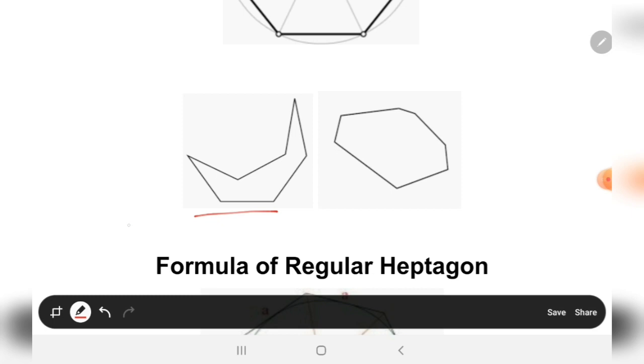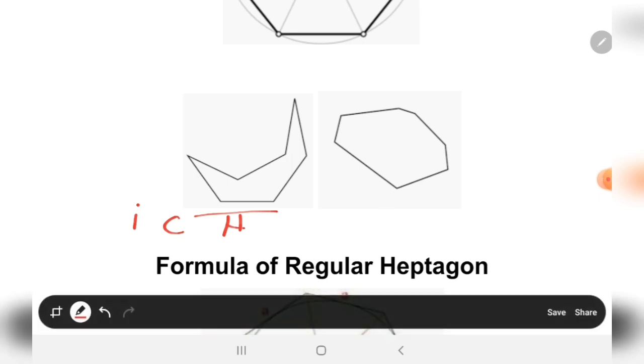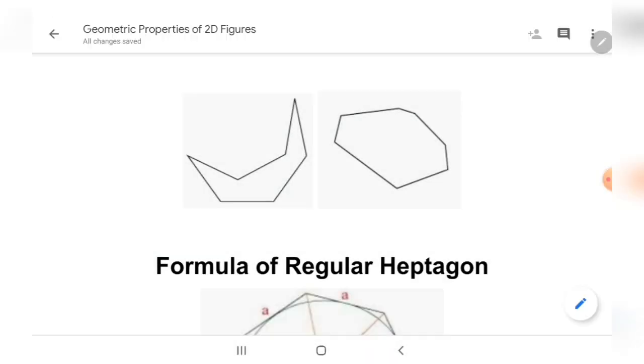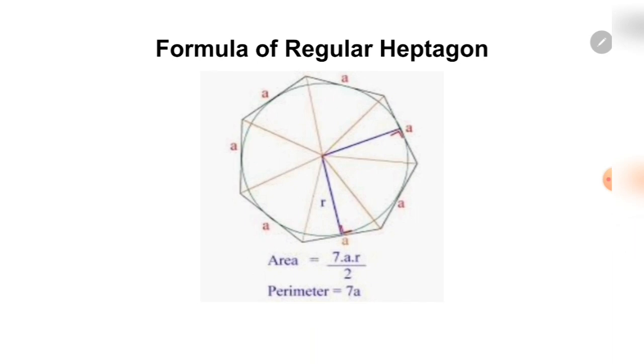Next, and then here, the first figure, this is an irregular concave heptagon. And the second figure, this is an irregular convex heptagon.